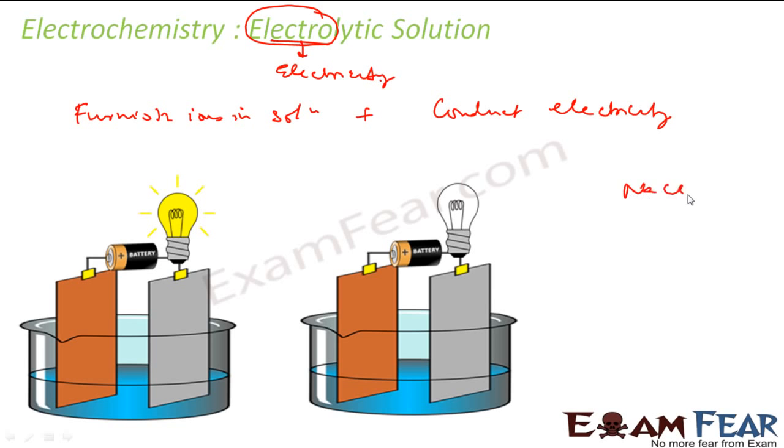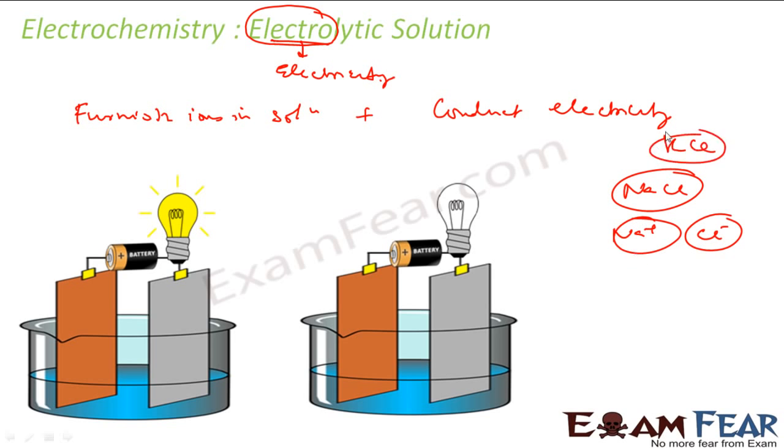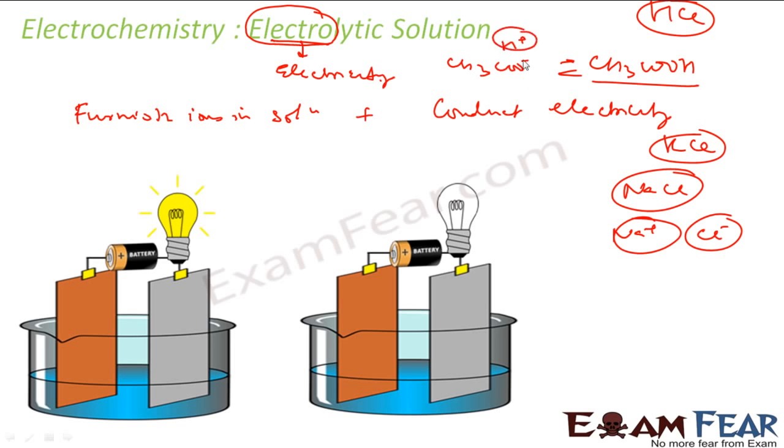For example, NaCl: you put it in water, it becomes Na+ ions and Cl- ions, and these ions conduct electricity. Other examples are KCl, or even HCl, even acetic acid. Acetic acid also, you put in water, you get CH3COO- and H+. So those are called electrolytic solutions.